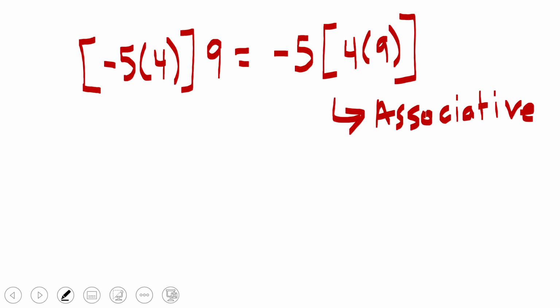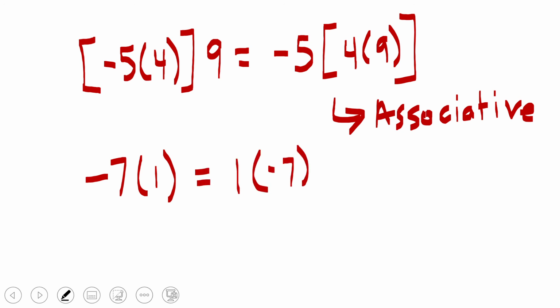Okay, the identity property. This is your example. Negative 7 times 1 is equal to 1 times negative 7, which is equal to negative 7. Anything times 1 retains its identity.